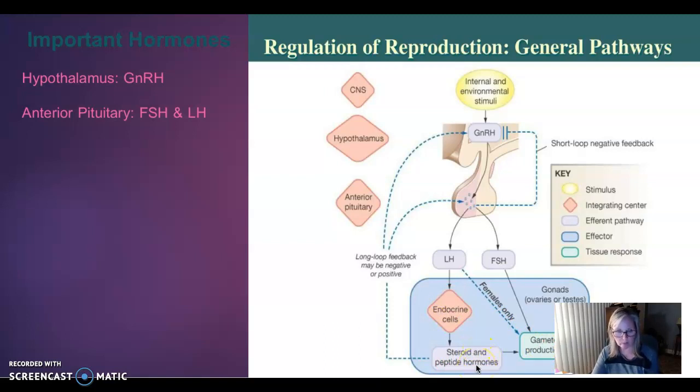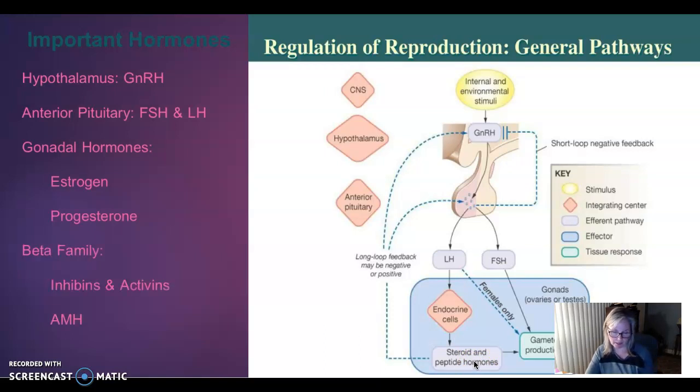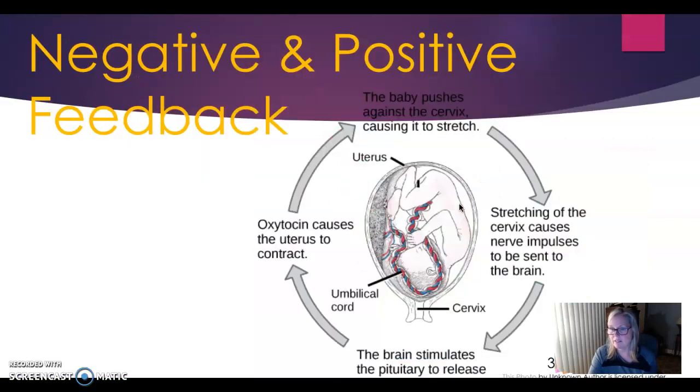Now, these steroid and peptide hormones, which would be estrogen and progesterone, as well as members of the beta family, including inhibins and activins that act on FSH, as well as anti-Mullerian hormone, AMH, secreted by the ovaries to prevent multiple follicles from developing. These are all really important, and they have feedback loops. They can feed back in their quantities to either increase or decrease stimulus to the hypothalamus and the anterior pituitary, resulting in either more or less secretion of these steroids that affect the gonads and the reproductive cycle. Kind of interesting. And we'll see how these feedback loops work later on in this discussion.